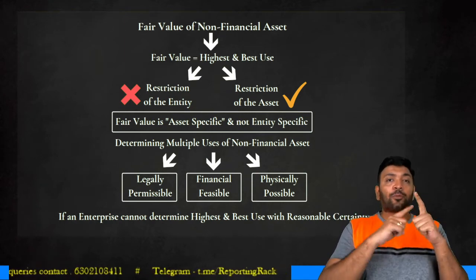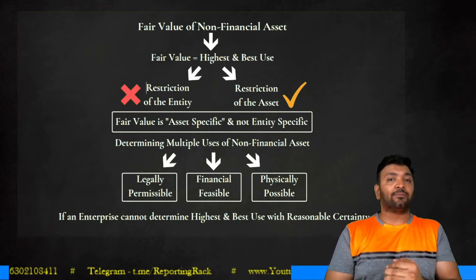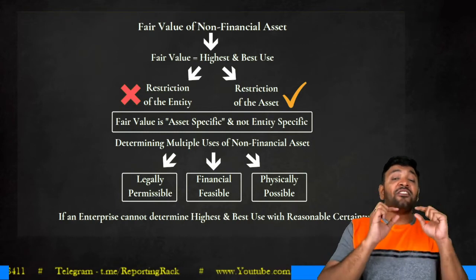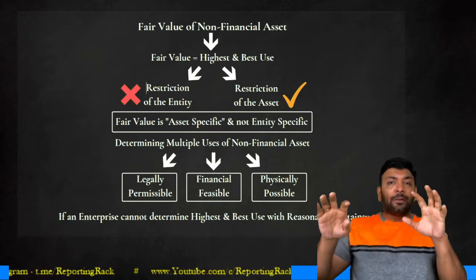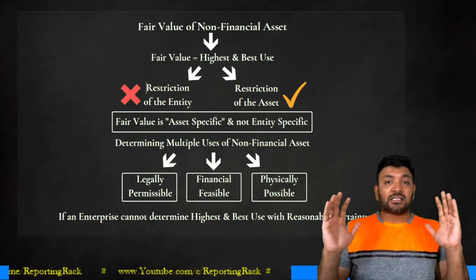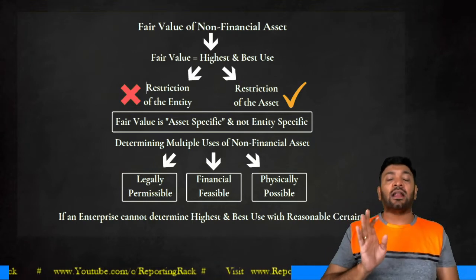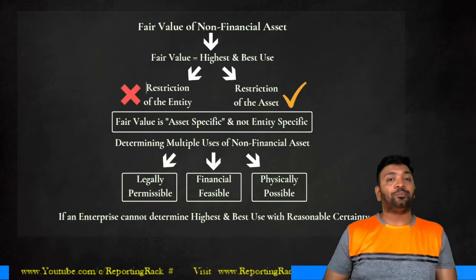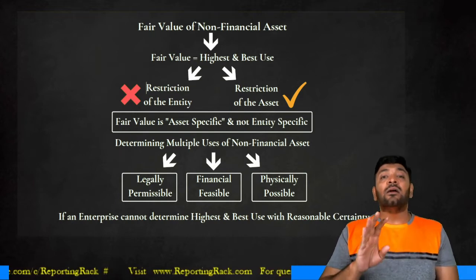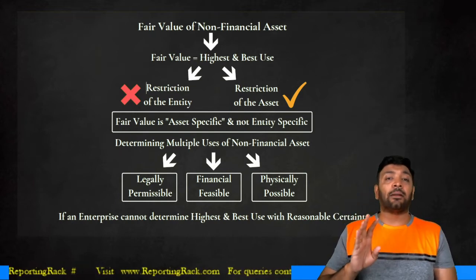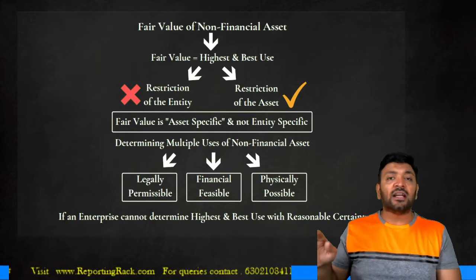You cannot apply the cost approach, income approach or market approach, which are your techniques in determination of fair value, to a non-financial asset. In the case of a non-financial asset, the fair value should be determined based on highest and best use. So if the asset can be used for multiple purposes, I'll have to assess each of such purposes and determine under which use the asset is deriving its best value or highest value, and such value should be considered as fair value. In assessing these multiple purposes, I should consider the restrictions on using the asset in a particular manner. But the restrictions of the enterprise to use an asset in a particular manner should not be considered.